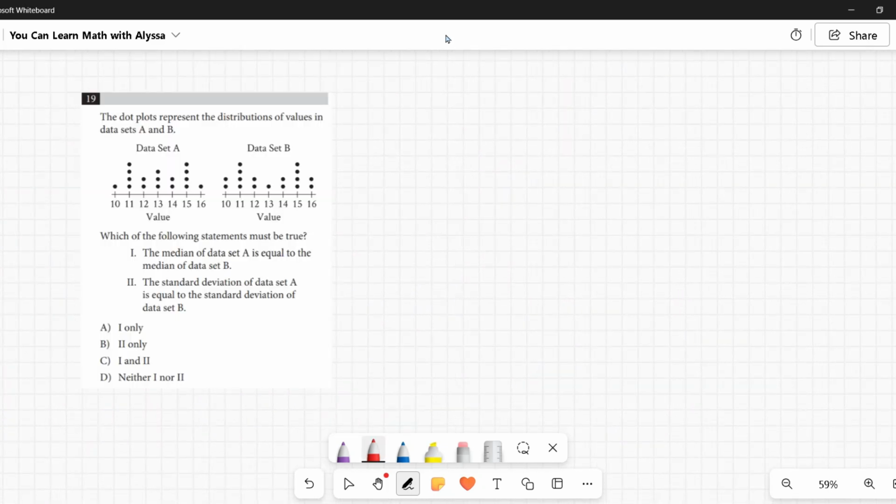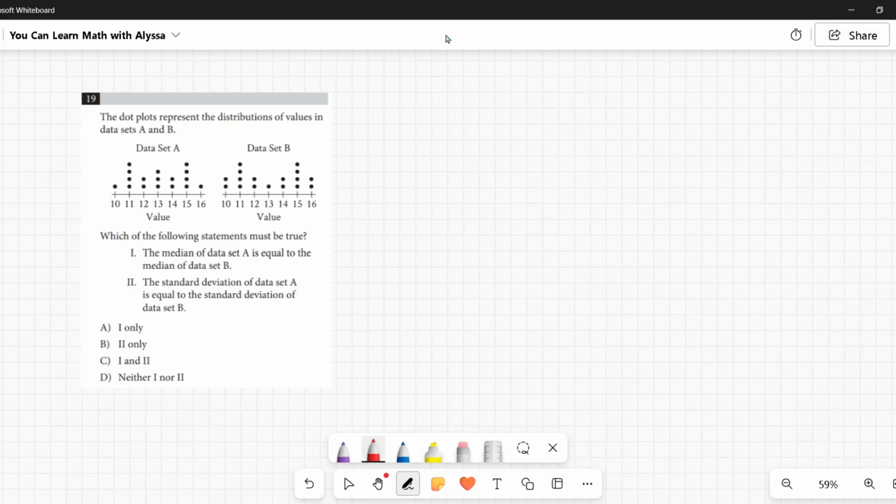Number 19. The dot plots represent the distributions of values in data sets A and B. Which of the following statements must be true? The median of data set A is equal to the median of data set B, or the standard deviation of data set A is equal to the standard deviation of data set B.